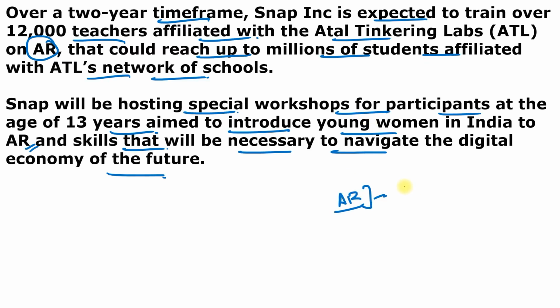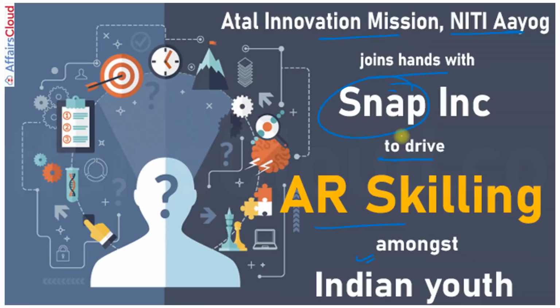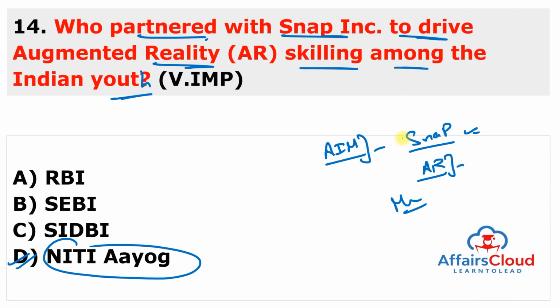Augmented reality is an enhanced version of the real physical world that is achieved through the use of digital visual elements, sounds, or other senses delivered via digital technology. So, Snap is a global camera company that plays a transformative role in the experience of how people see the world around them. So, you have to remember this is Atal Innovation Mission and the Snap company who will provide skilling related to augmented reality to the Indian youth.